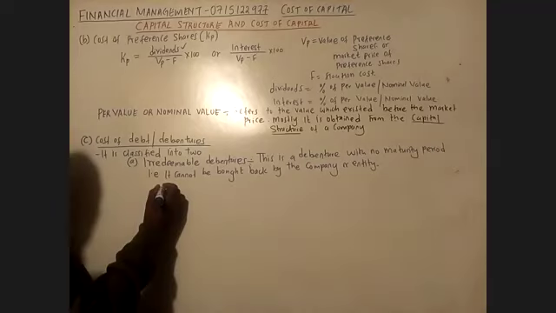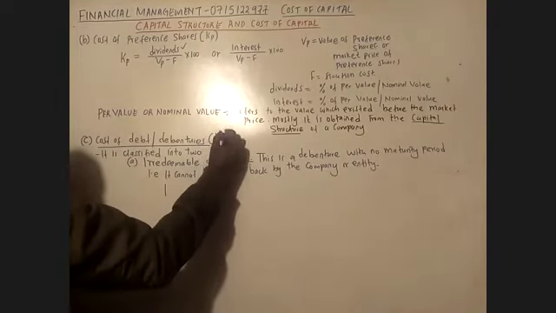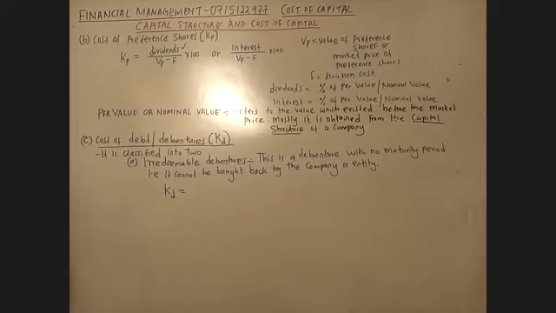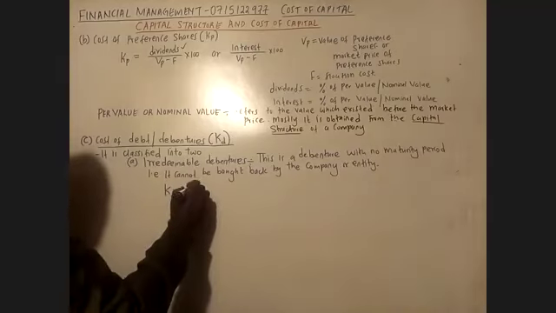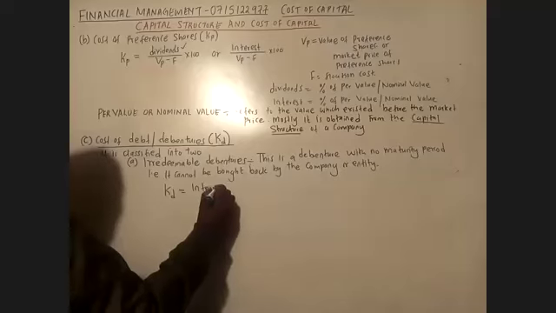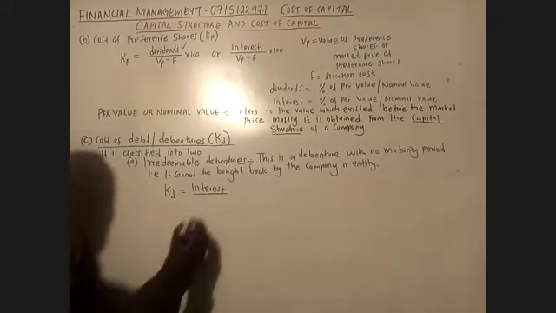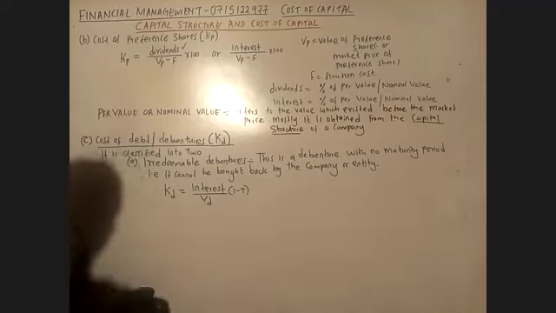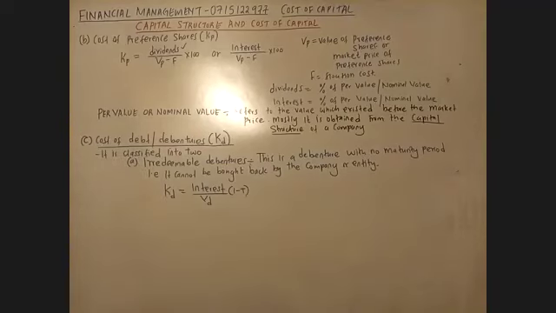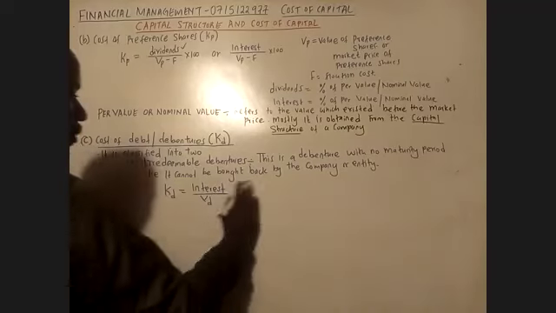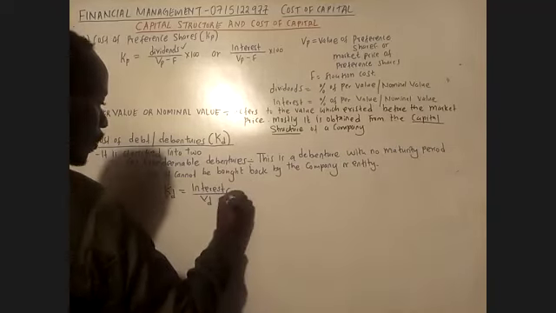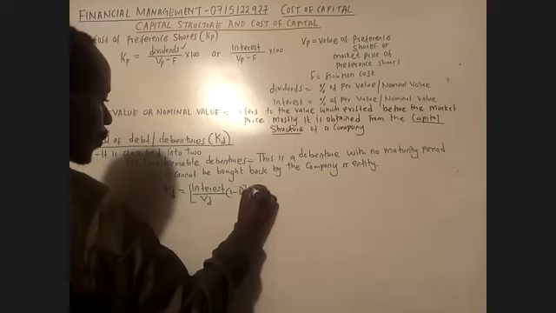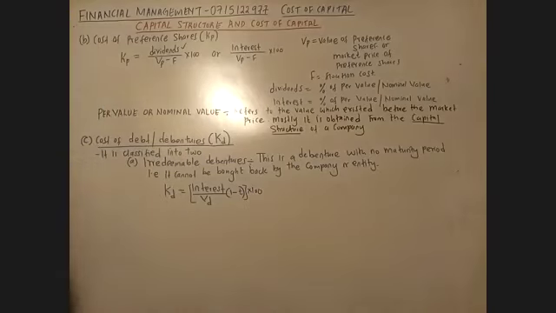So this is denoted by KD. KD means cost of debenture, and therefore it is equal to interest over VD, times 1 minus the tax rate. Then what you get, you can multiply by 100 to get it as a percentage.